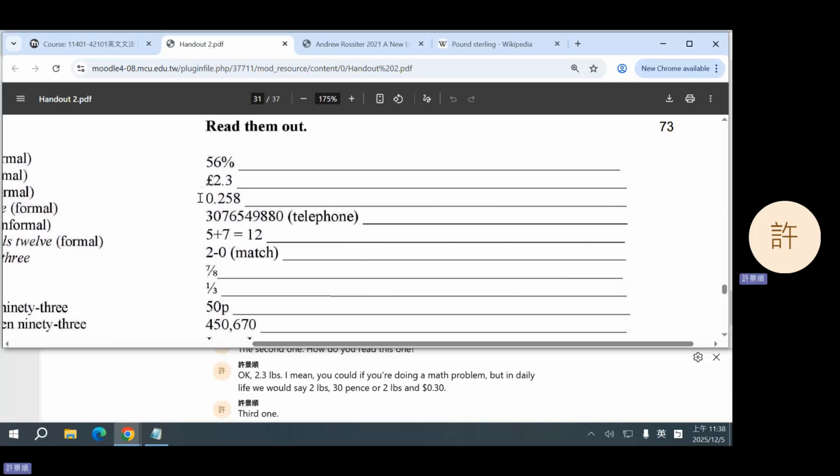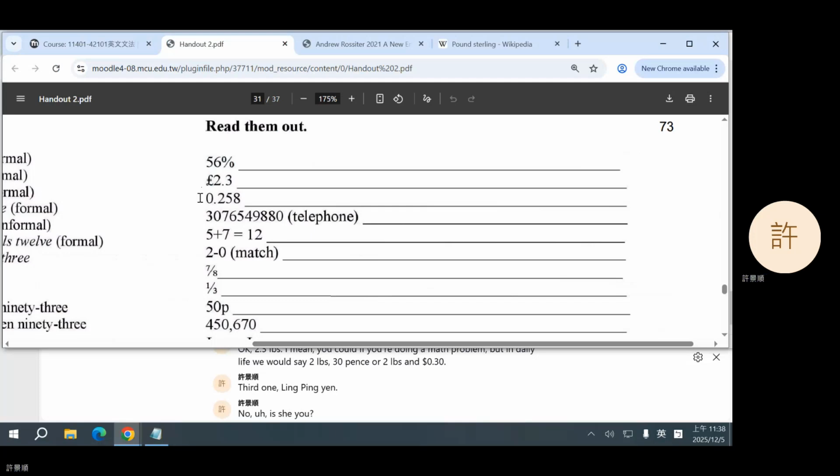Third one. 0.258. Yes, you can say it in a few different ways. All are fine. Good. Next one.